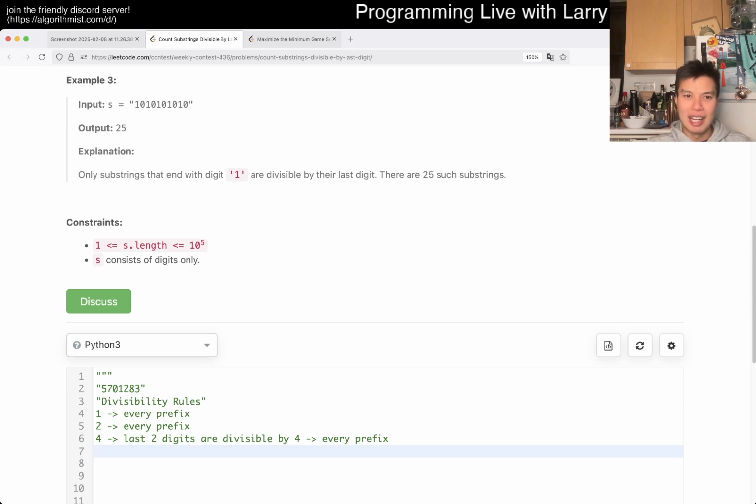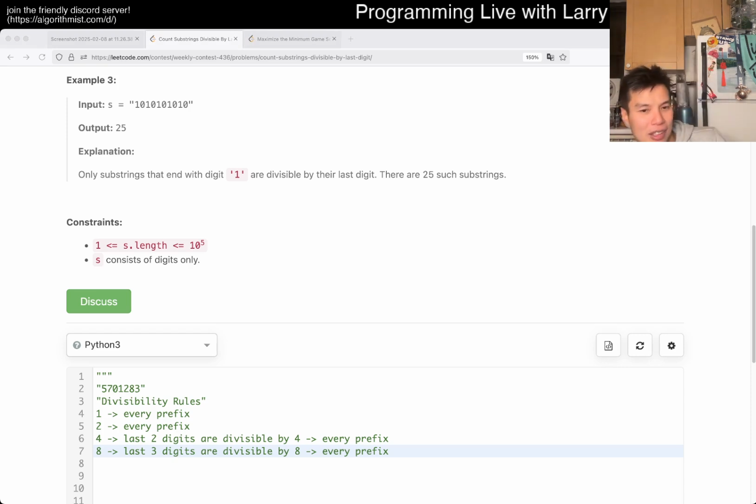So yeah, 8, is it just like, last 3 digits maybe? 8 is last 3 digits are divisible by 8. Every prefix before that then, right? How do you do 2? Oh, I guess it could just be zeros. Yeah. Okay, well.